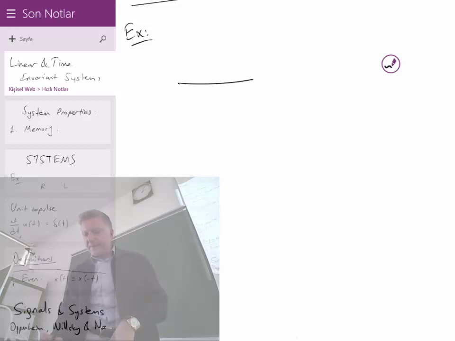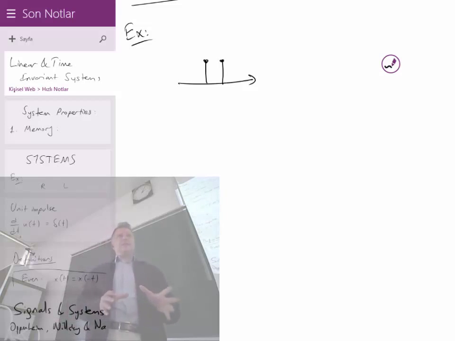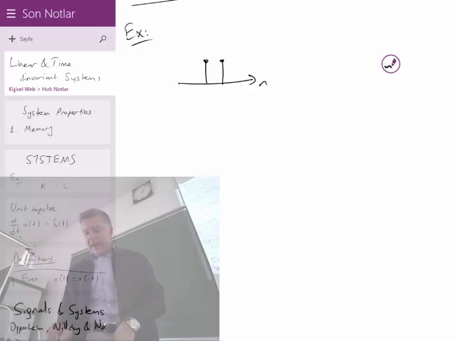Suppose that, by the way, writing these things or giving examples to the situation of linear and time invariant systems in discrete time is easier. So I will give you an example of a discrete time. Okay, this is the axis of n integers. At 0 and 1 time instances, the values are 1 and 1. So this is our input, x of n.